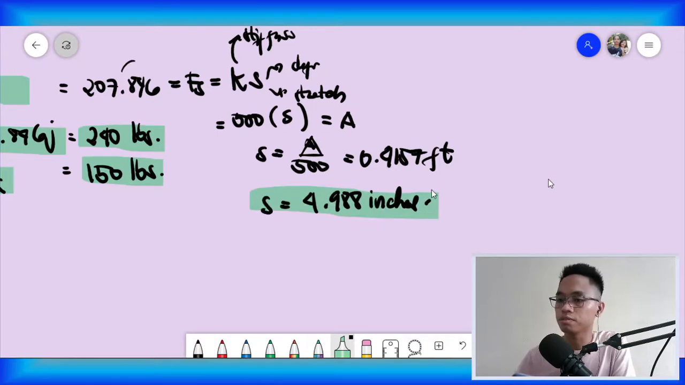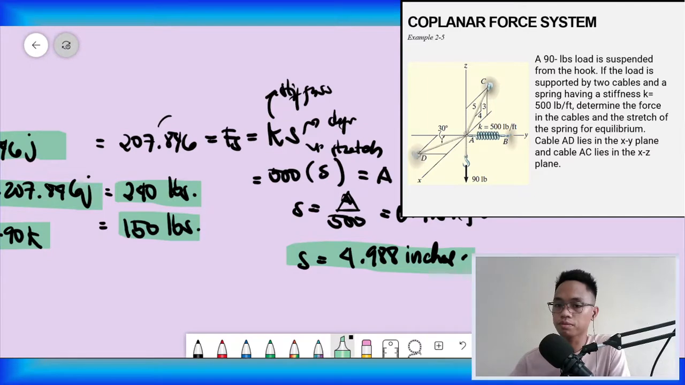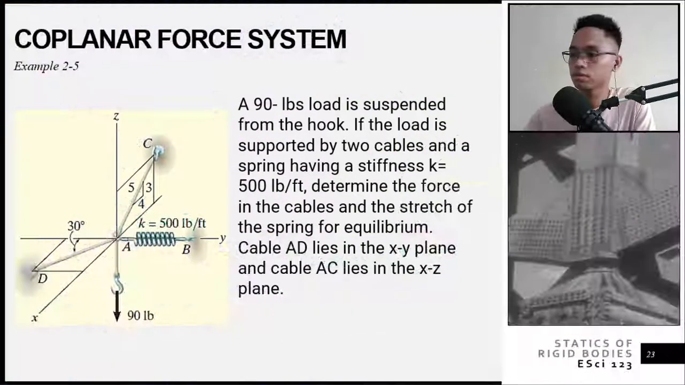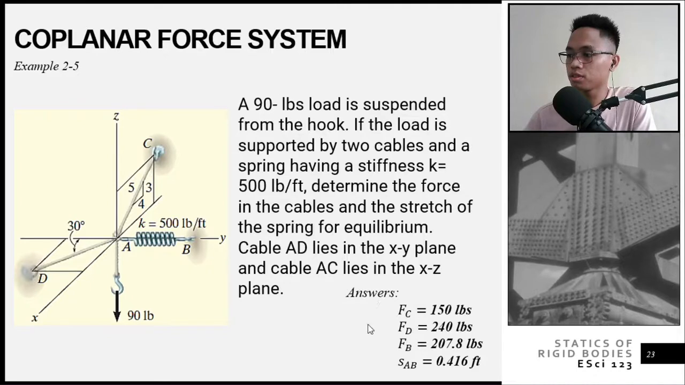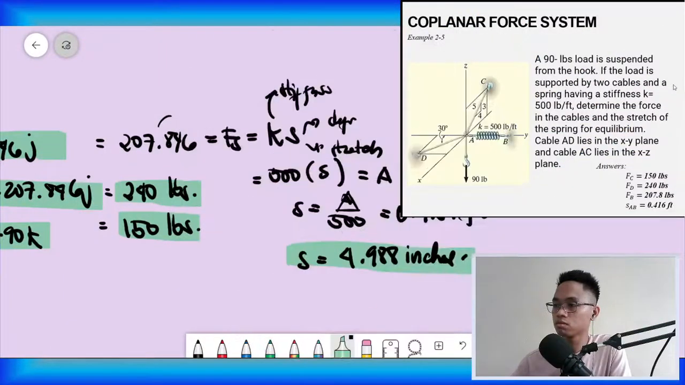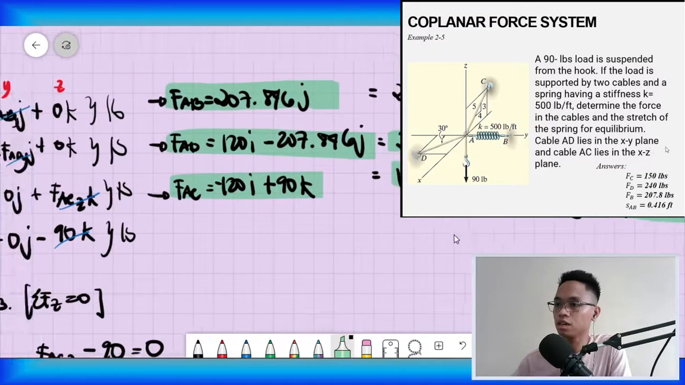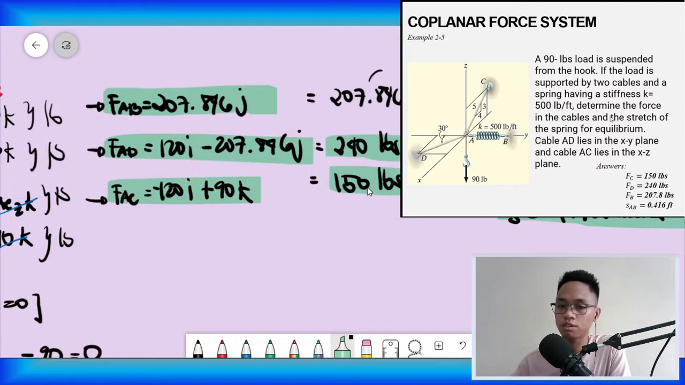Okay, so let's just check if our answers are correct. We have here 150. Let's check. For our force AC, our force AC is equal to 150 pounds, so we're correct. FD is equal to 240 pounds. Our FAB is 207.8, so that is correct again.